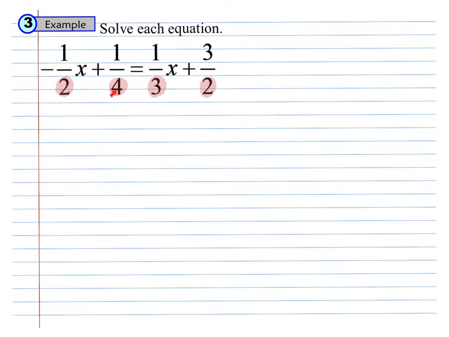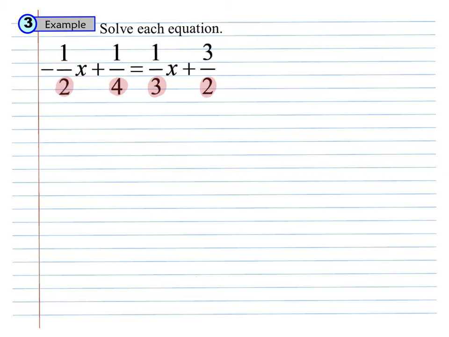Does 2 divide into 4 evenly? Yes. But does 3 divide into 4 evenly? No. So that means 4 is not our lowest common denominator. It has to be a number bigger than that one. So you can check another number. Let's try 8. 2 goes into 8 4 times. 4 goes into 8 2 times. But 3 does not go into 8. So that means that 8 cannot be.